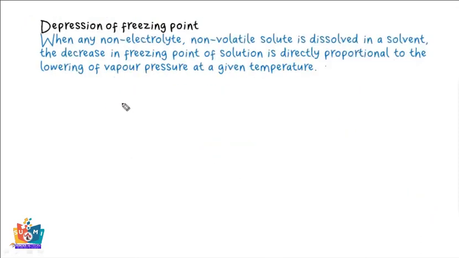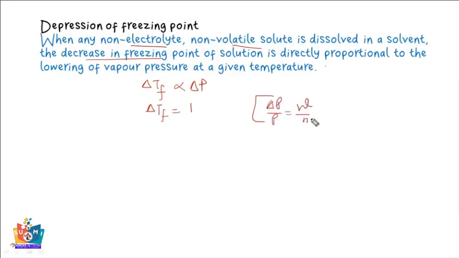Depression of freezing point is very similar to elevation of boiling point, so I will avoid all derivation. When a non-electrolyte, non-volatile solute is dissolved in a solvent, the decrease in freezing point, delta Tf, is directly proportional to the lowering of vapor pressure, delta P. Now delta Tf, because we have delta P divided by P equals w by m into capital M divided by W. From this, we are getting small w by m into capital M P. This will go on in a very, very similar manner.